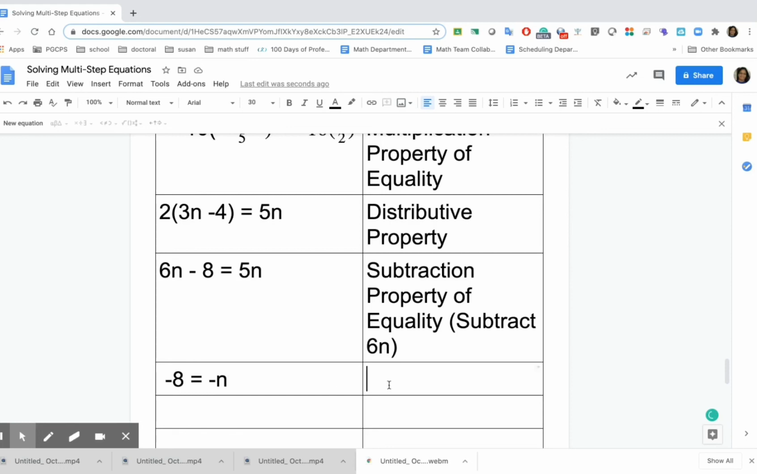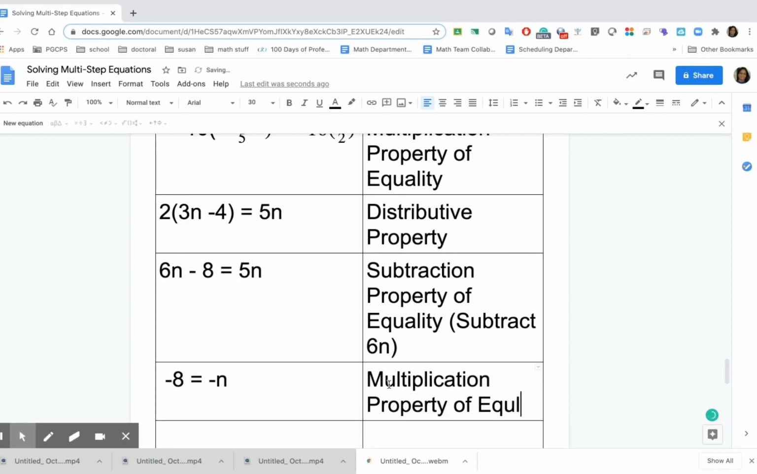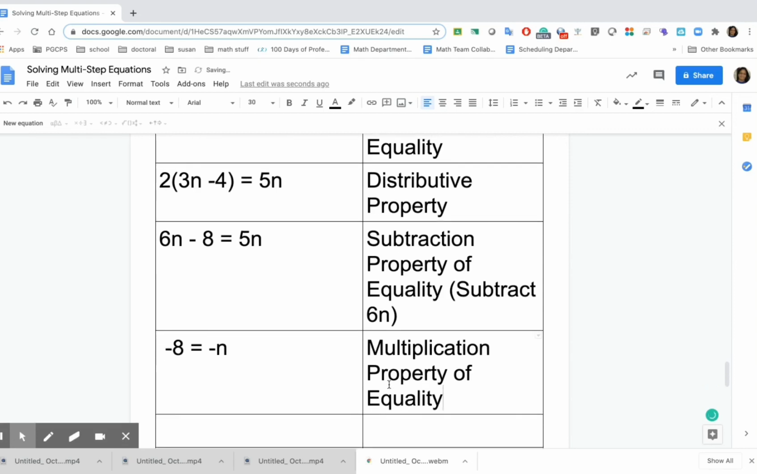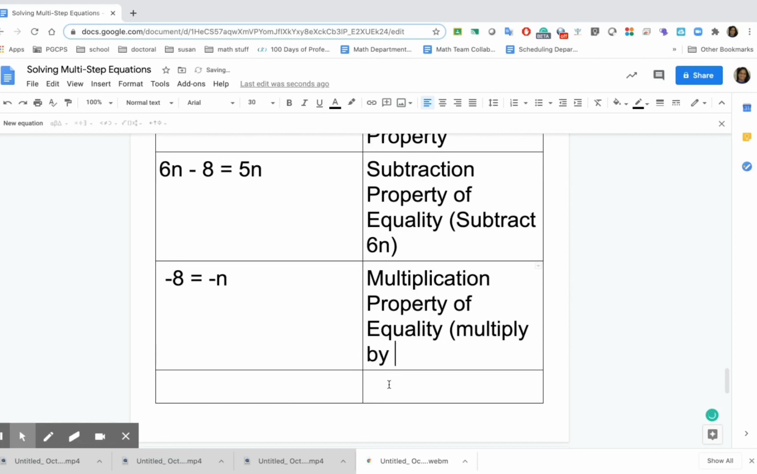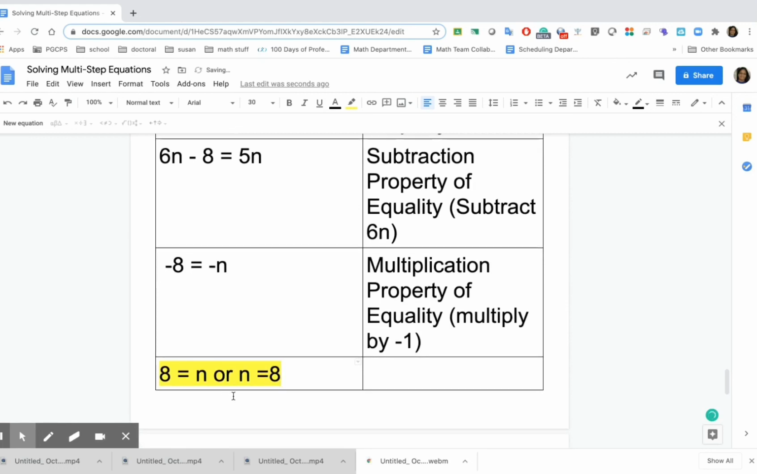To eliminate that, we will use the multiplication property of equality. So multiply by negative 1. So the left side will become positive 8 and the right side of the equation is positive n. So 8 is equal to n, or it's the same as n is equal to 8. So the solution to the equation is 8.